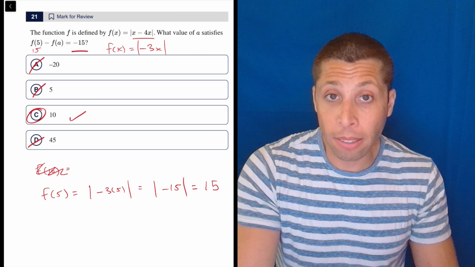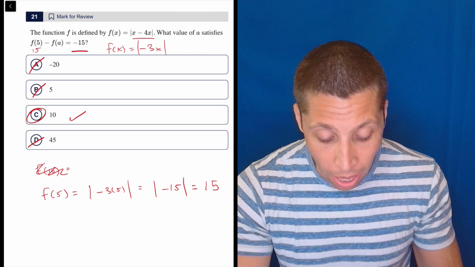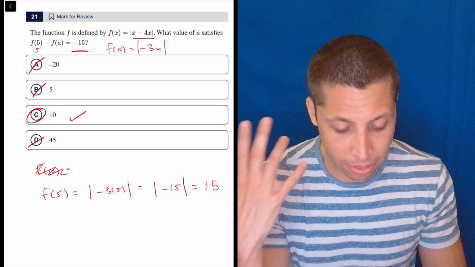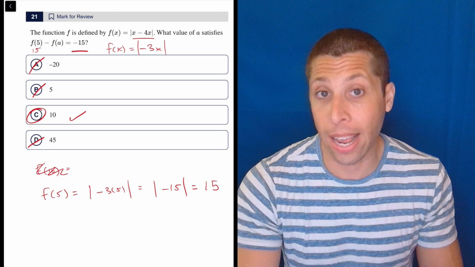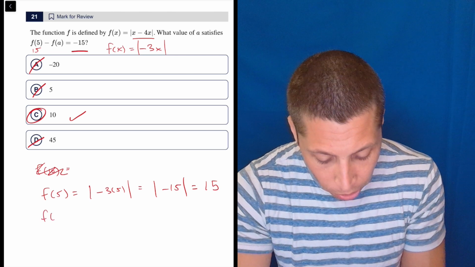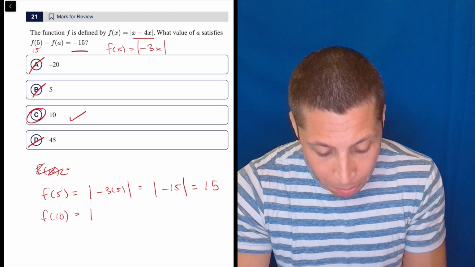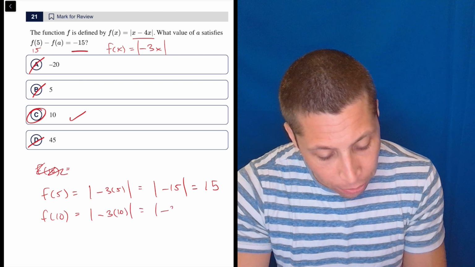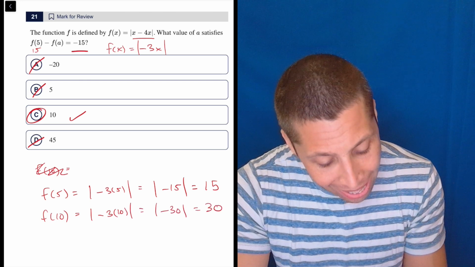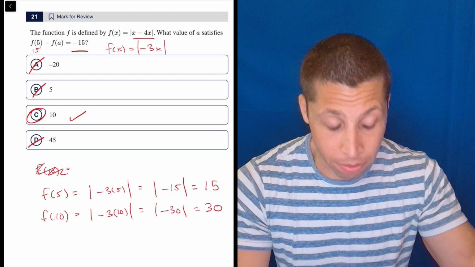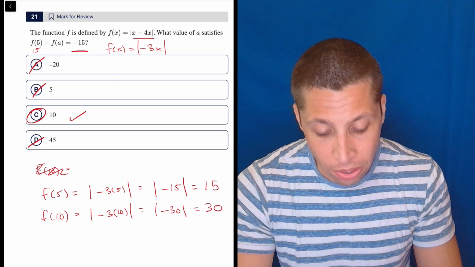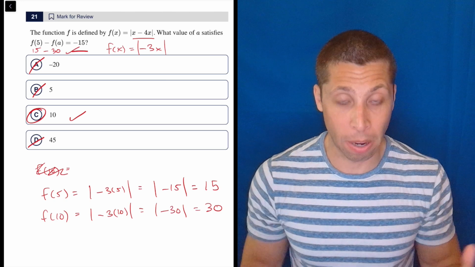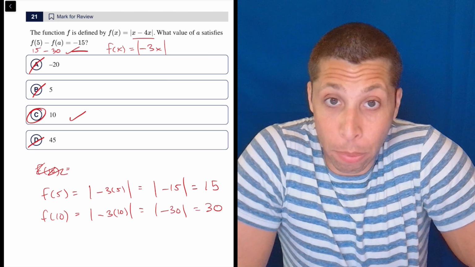And then honestly, if I were doing this in Desmos, I would just guess and check. I would have a sense that probably B isn't going to work because f of 5 minus f of 5 is going to be 0. That's intuitive for me. I'd probably try 10 next anyway because it's the easiest number. So let's just do that. f of 10 would be the absolute value of negative 3 times 10. So that's the absolute value of negative 30, which is positive 30, right? Because again, the negative becomes positive with the absolute value bars. And so now it's 15 minus 30, which is negative 15. That works out perfectly. That's more of how I would do this.